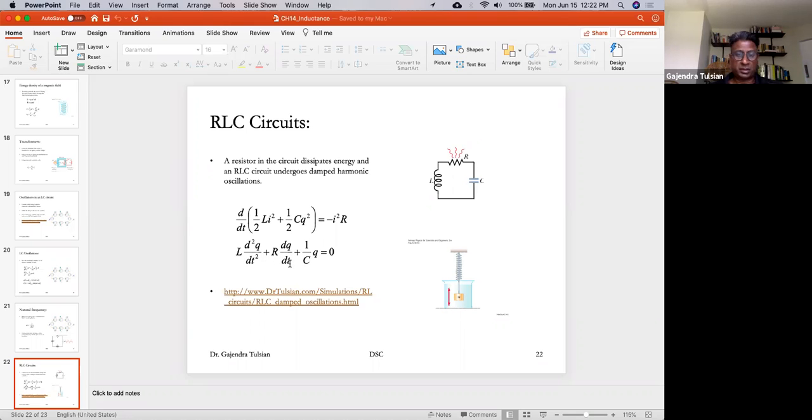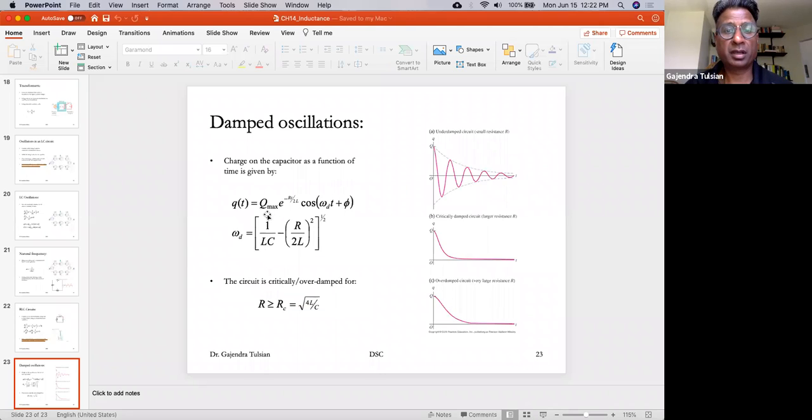And of course, you learn techniques to solve this kind of stuff in your differential equation classes. And here is the solution. So you see the amplitude of the charge in the capacitor is exponentially decreasing. That's what that dotted line says.